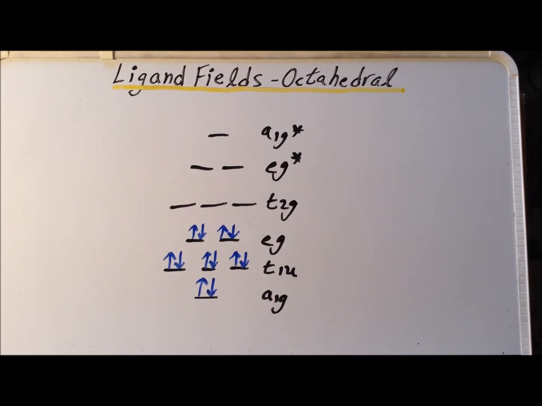Recall that the ligands act like Lewis bases. Each ligand donates a lone pair of 2 electrons. Therefore, shown here in blue, we have the electrons that were donated by the ligands. And because there are 6 ligands, we end up with 12 electrons, which means that we entirely fill all of the bonding orbitals with these electrons.